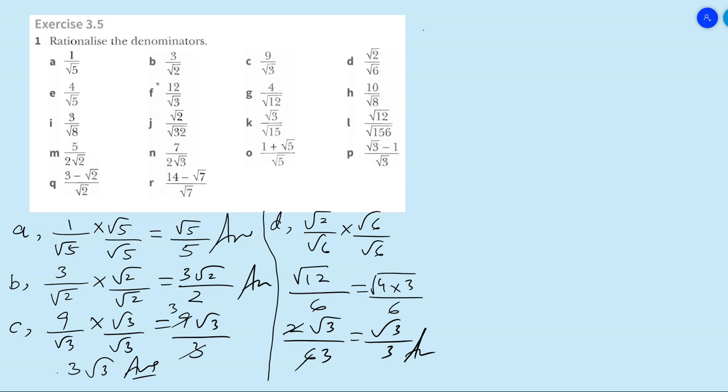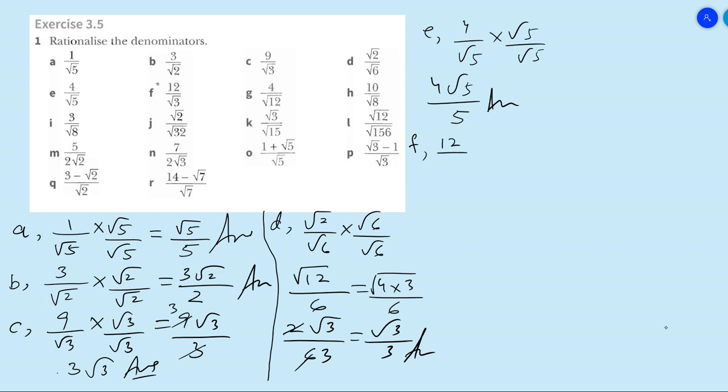Come to part E. Part E is 4 upon root 5. So it will be root 5 upon root 5. 4 into root 5 is 4 root 5. Root 5 into root 5 is root 25, and root 25 is 5. Final answer is 4 root 5 upon 5. Hope you understand.